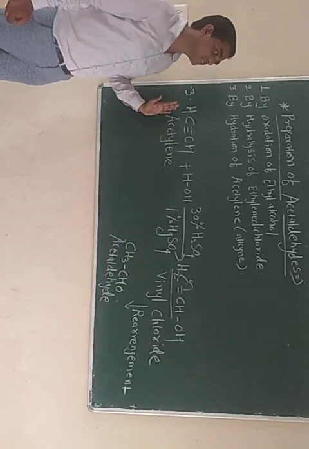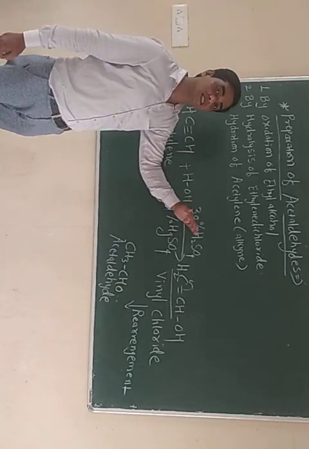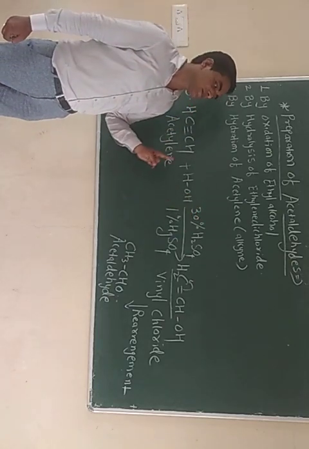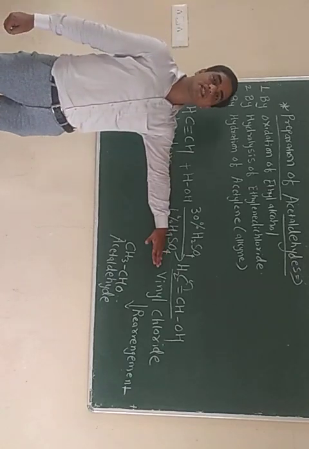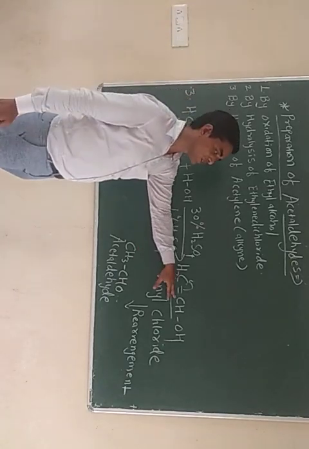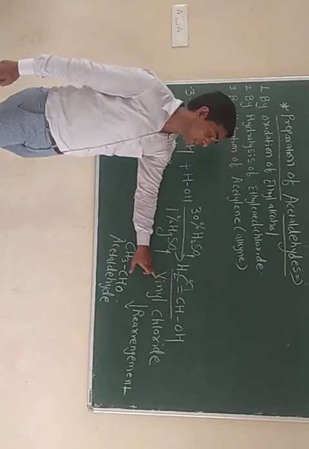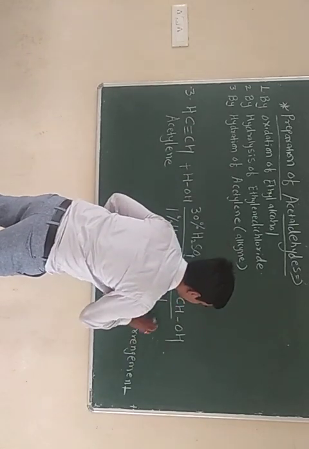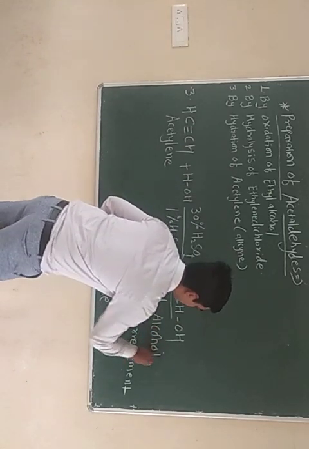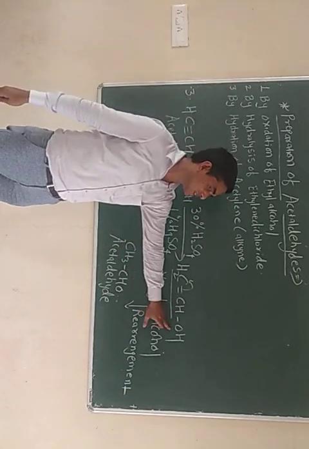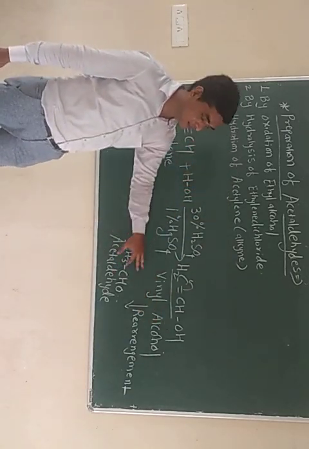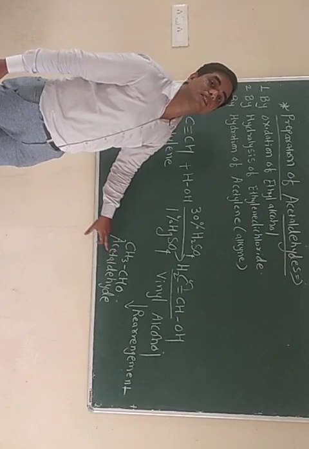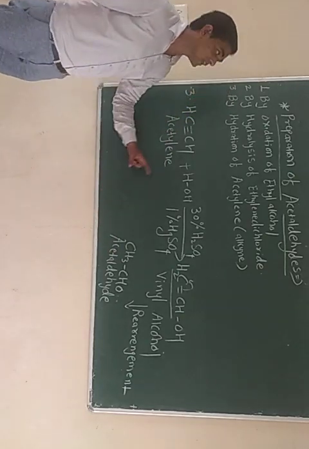If hydration of acetylene is carried out in the presence of 30% H2SO4, sulfuric acid, and 1% HgSO4, mercury sulfate, then first of all there is a formation of CH2 double bond CHOH. That is the structure of vinyl alcohol, not vinyl chloride. This is the structure of vinyl alcohol, and after the rearrangement process we will get CH3CHO, that is nothing but the structure of acetaldehyde molecules.